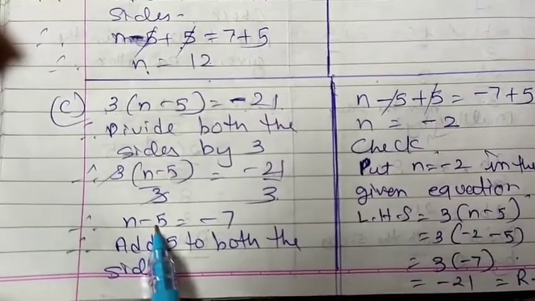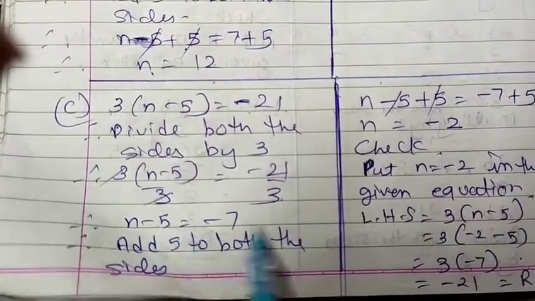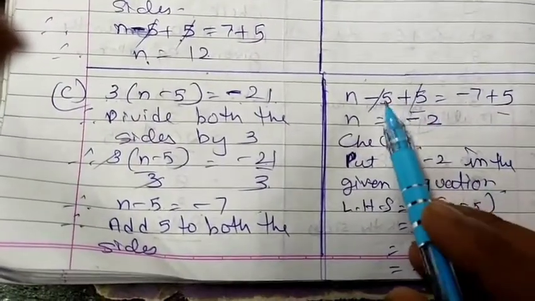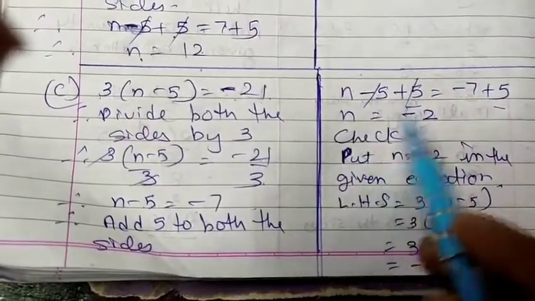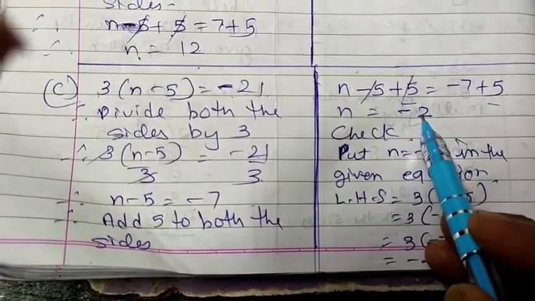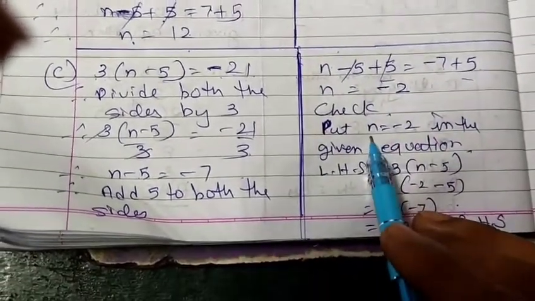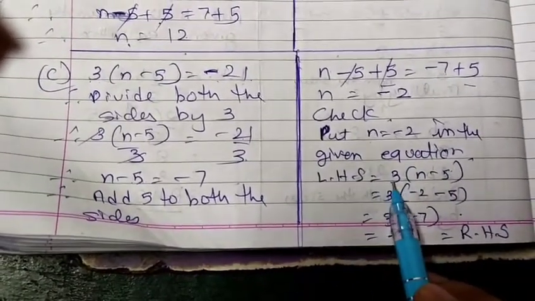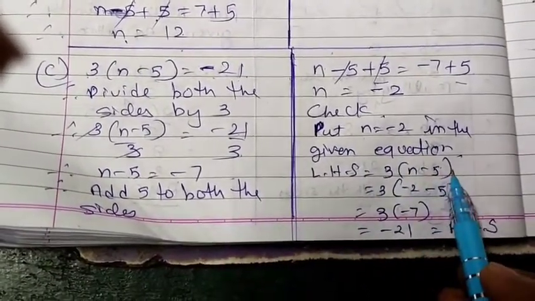Now here negative 5 is there, so I will add positive 5 to both the sides. By adding positive 5 to both the sides, positive and negative will get cancelled. So here n is left. Minus 7 plus 5 gives minus 2. Now you have to check. Put n equals minus 2 in the given equation. Now write down the expression of the left hand side, 3 times n minus 5.